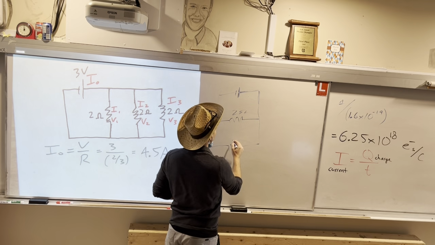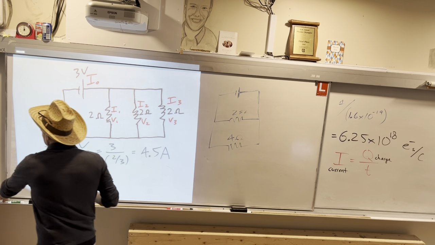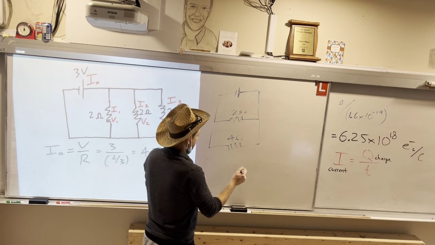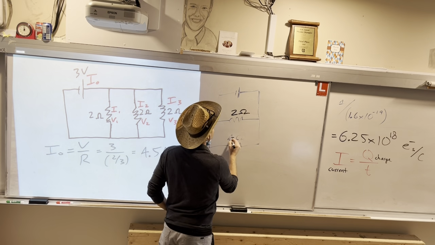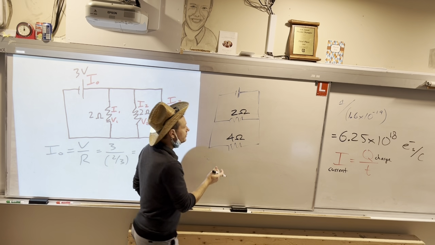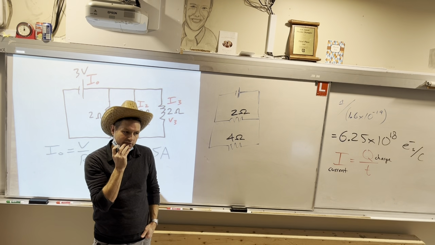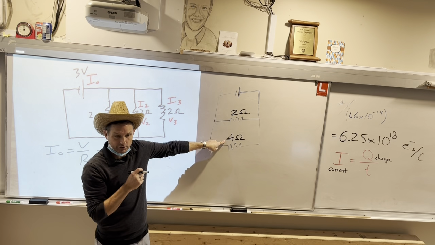If this is 2 ohms and the other is 4 ohms, tell me about the current in each of those branches. It has to be double the first. This one has to be twice the amount of that one. Okay.